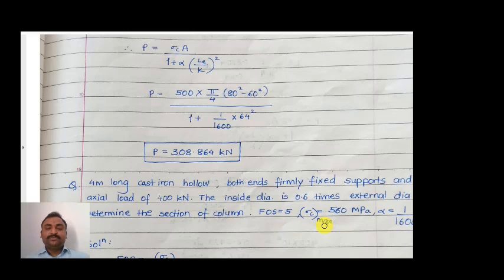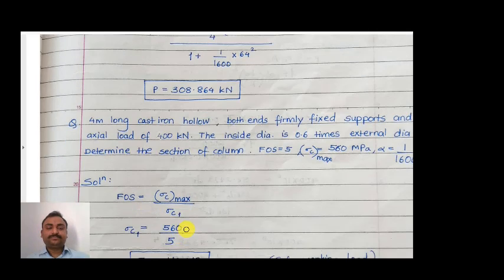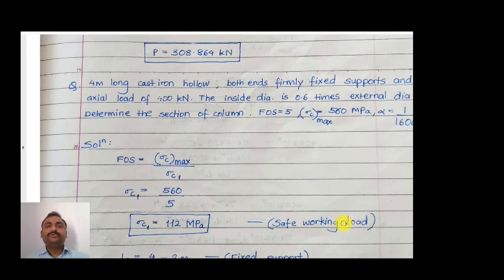Okay, right. So factor of safety is given, maximum compressive stress is given, alpha, that is Rankine's constant, is also given. The load is also given, that is 400 kilonewton. Both ends are fixed, and the length is also given, 4 meter. So firstly by using the factor of safety we will calculate the safe compressive stress that the short column can take. The factor of safety is equal to maximum stress upon safe compressive stress. So 560 by 5, that will be the safe compressive stress.